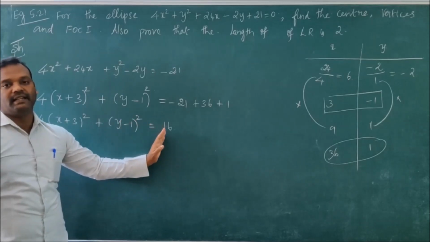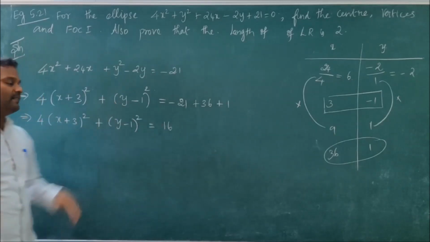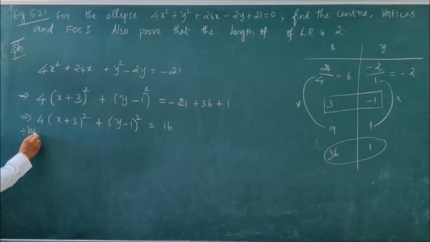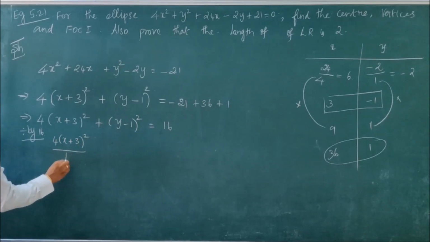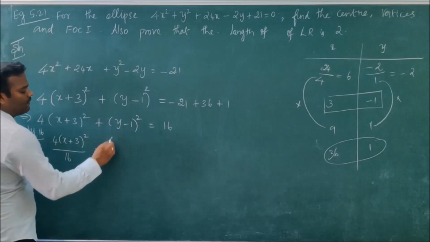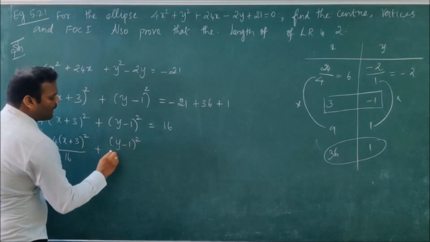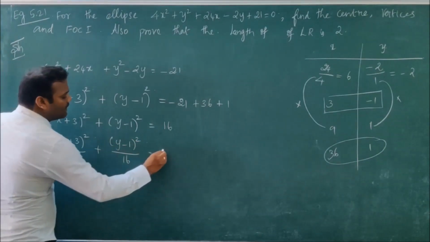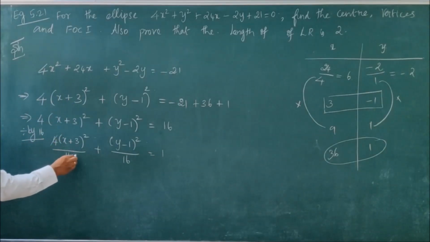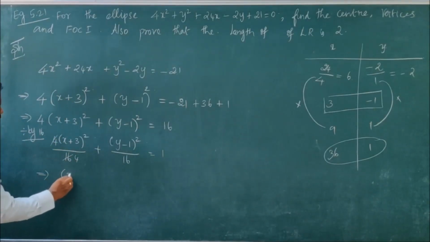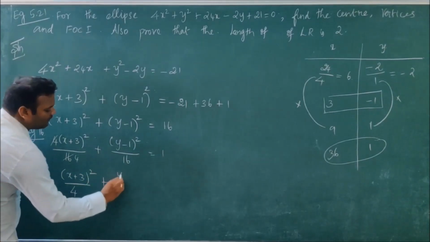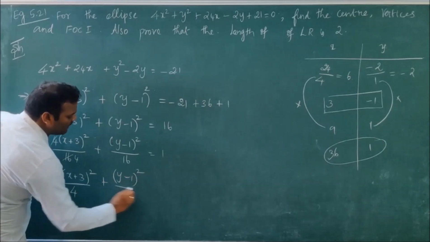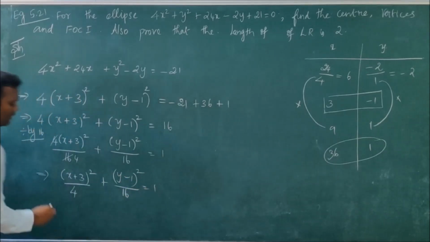So in order to make the right side 1, you have to divide by 16. So I am going to divide this by 16. When you are dividing by 16, now 4(x + 3)²/16 + (y - 1)²/16 = 1. So then you can cancel this, which simplifies into (x + 3)²/4 + (y - 1)²/16 = 1.